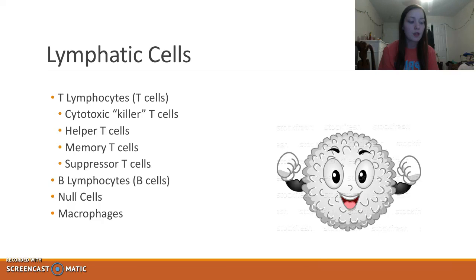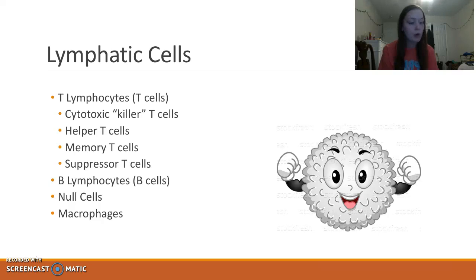You have memory T cells that, if they encounter an antigen that they have already encountered in the past, can kill it or destroy it quickly. And suppressor T cells, which suppress activation of the immune system when necessary. And if those aren't working correctly, you can get an autoimmune disease.